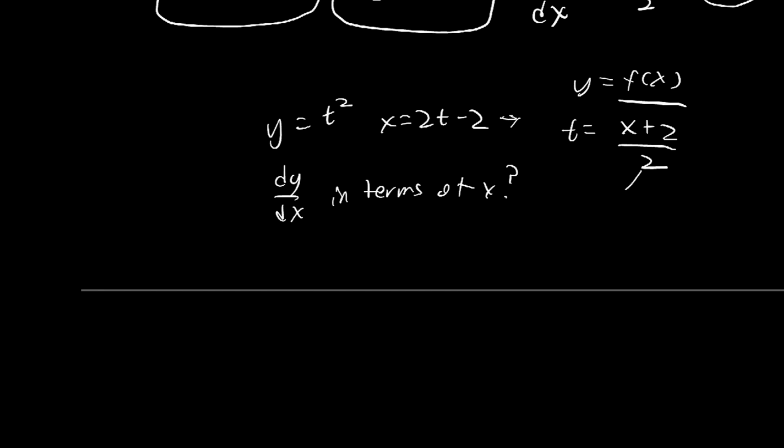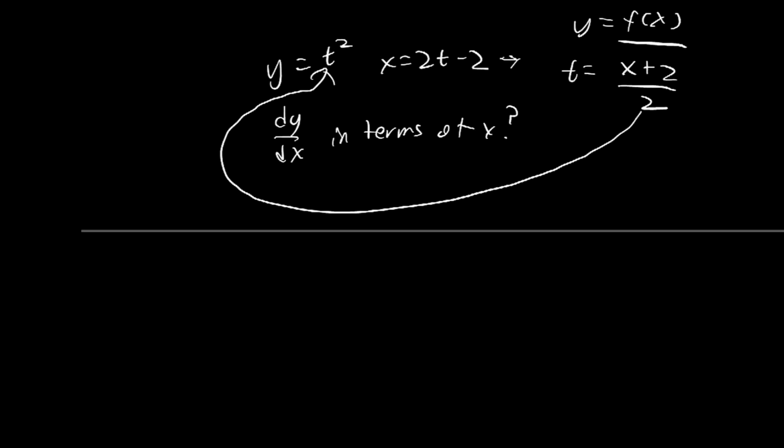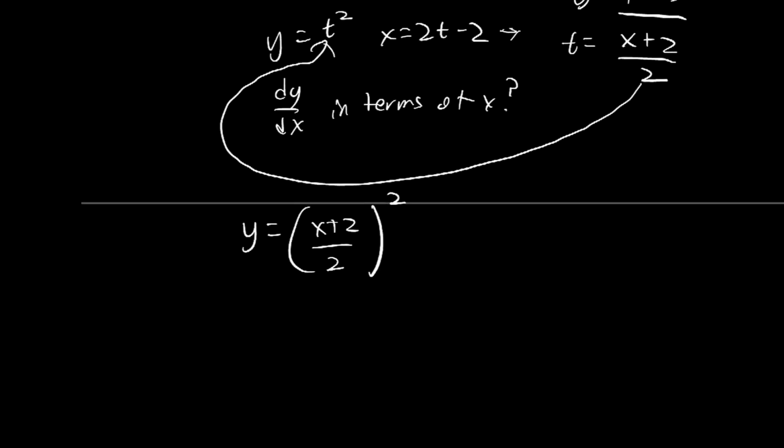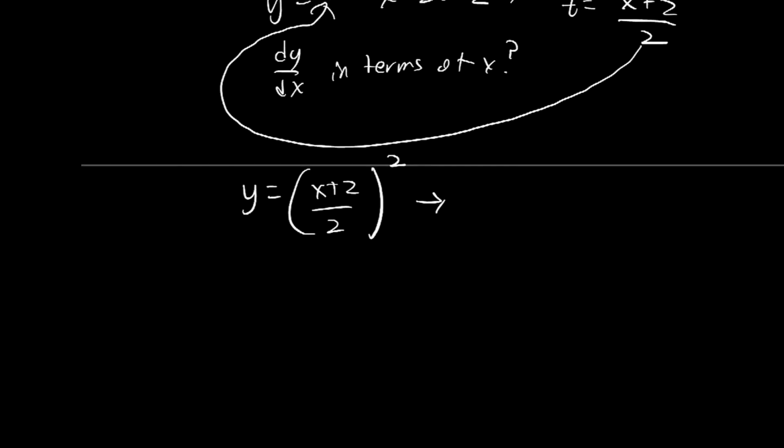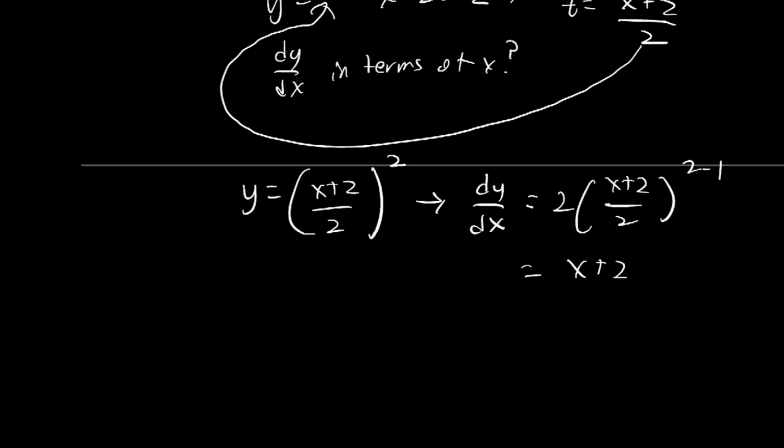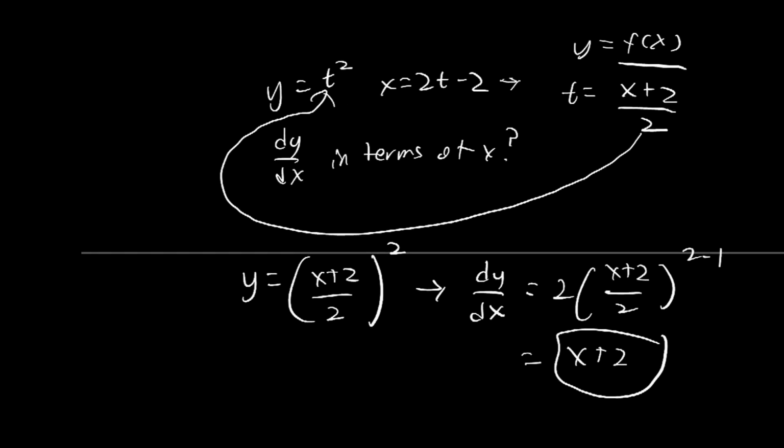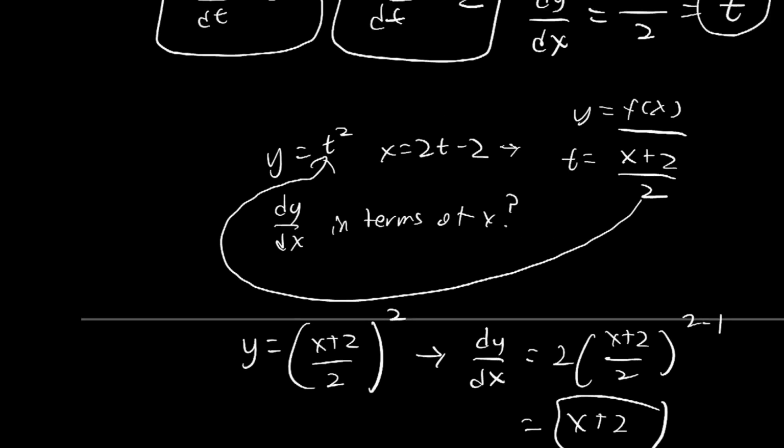Now we're going to plug this into our t over here. So therefore, we get y is equal to ((x plus 2) over 2), all of that squared. Now we can find dy/dx very easily, in the sense that dy/dx will just be 2 times ((x plus 2) over 2) to the 2 minus 1. This is just x plus 2, and there you have it. So these are very different methods of doing this.